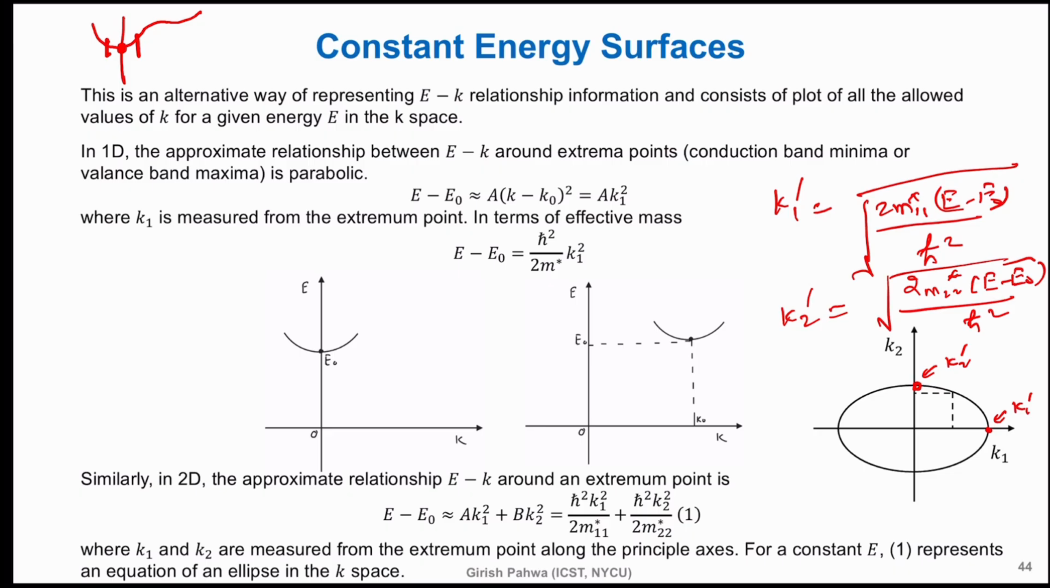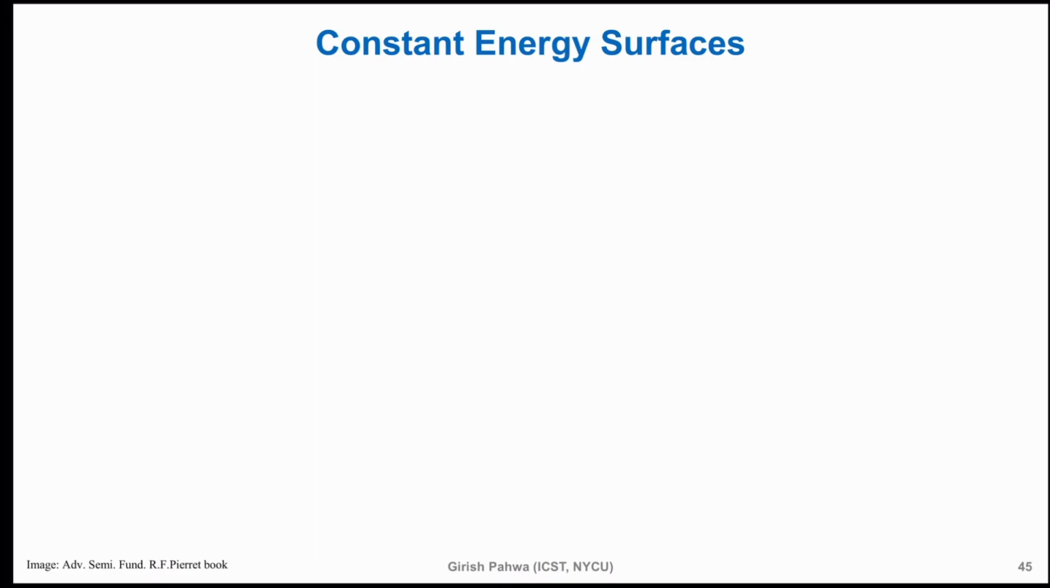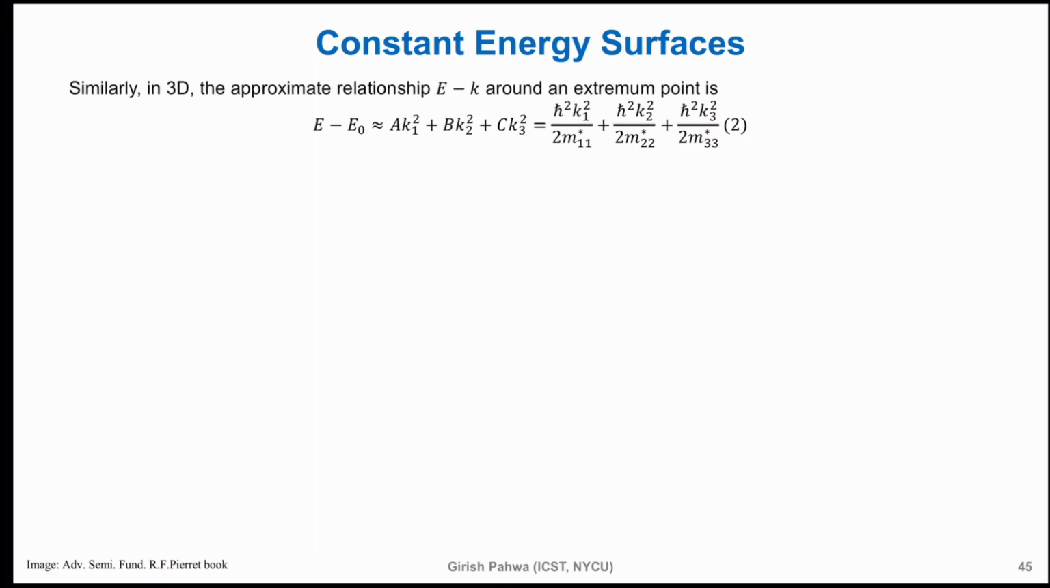So this is your 2D. Now you can extend the same concept to 3D, which is the one which is important to us. We are going to be talking about the properties of the bulk silicon. So bulk silicon is 3D. Yes. So for the 3D, what do you have? You will have A K1 square, B K2 square plus C K3 square, again about the extremum point, either minimum or maximum. Now the sign of A, B, C can be positive or it can also be negative.